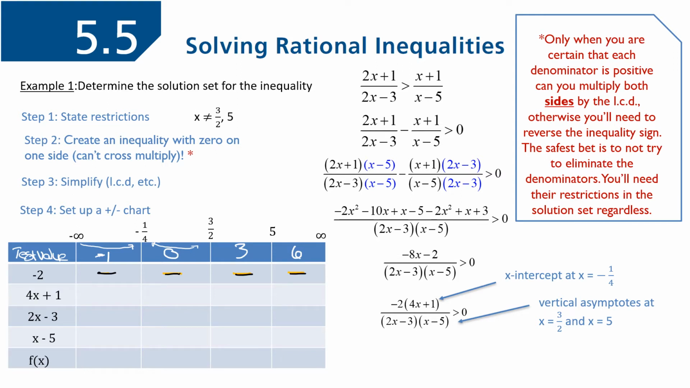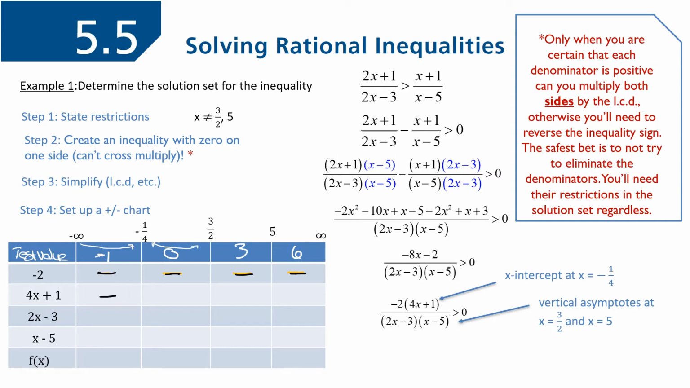My next factor, so this is like my related function here. I'm calling this f at x. This is my related or my corresponding function. I'm just looking at this piece right here. My next factor is 4x plus 1, so there's a 4x plus 1. I sub in a number in between -infinity and -1/4, which is -1. I sub it into 4x plus 1, and that's going to give me a negative value. So I'm just going to put a negative here.